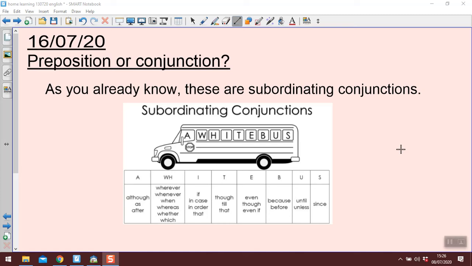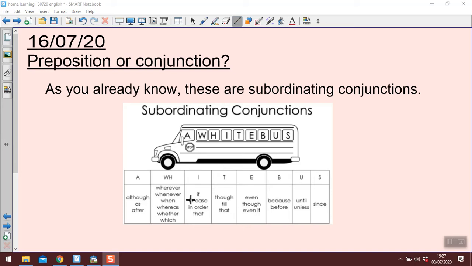Hi children, this is your fourth lesson this week and we are looking at the difference between prepositions and conjunctions. As you already know, these here are subordinating conjunctions and we use a white bus to remind us of those conjunctions. So the A could represent although, as or after, WH, wherever, whenever, when, whereas, whether, which.